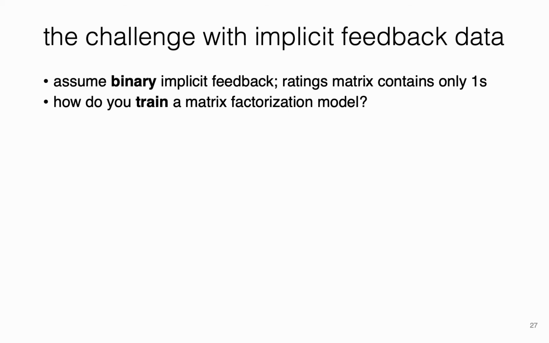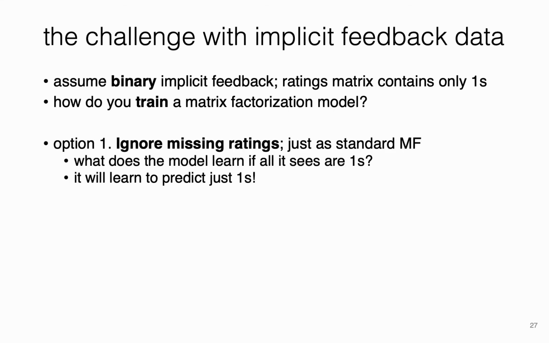How do you train a matrix factorization model? Well, you have two options. Option 1 is to ignore the missing ratings, just as we did in standard matrix factorization for explicit feedback. But what is the problem here? What does the model learn to predict if all it sees are ones? Of course, it should learn to predict just ones for the missing ratings. And this is not what we want, because simply we cannot distinguish the good from the bad items.